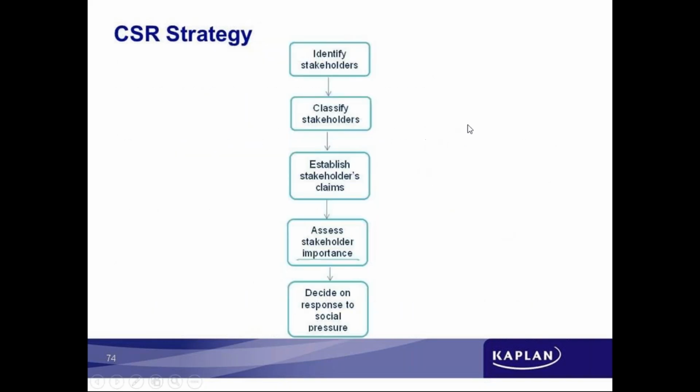Now, there are two things. One is CSR strategy, and the other is strategic CSR. CSR strategy and strategic CSR. So CSR strategy is about identifying stakeholders, classifying, grouping them into various baskets, identifying what they want, stakeholder claims, and assess their importance. How important are they to you, and to what extent you must protect them, listen to them, etc., and decide on response to social pressure.